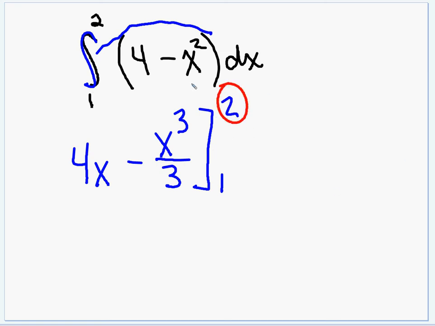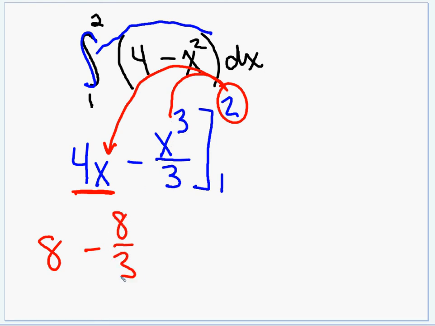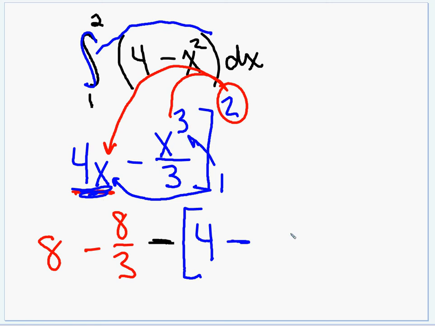2 is on the top of the diving board, so the 2 is going to jump in first. So we're going to have 4 times 2, that's an 8, minus 2 jumps in here. 2 cubed is 8 over 3, 8/3. Fundamental theorem is always a minus. Now we're going to evaluate our lower limit as a group, so I put a grouping symbol in there. The 1 jumps in, 4 times 1 is 4, minus the 1 jumps into the fraction here. 1 cubed over 3 is 1/3.